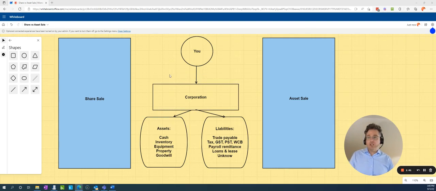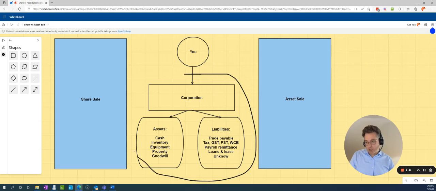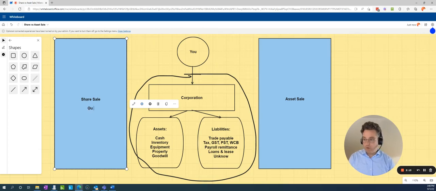So if you're doing a share sale, you are selling your corporation. So you're the one that's doing the selling, and what's being sold is the whole package of all the assets and all the liabilities. Simple. So you are selling shares.